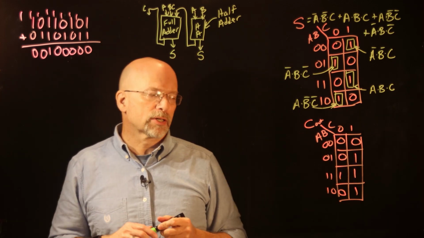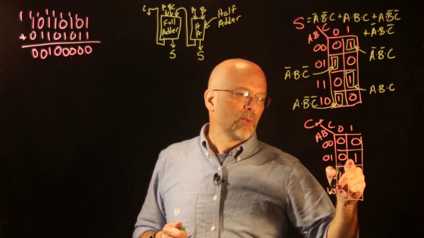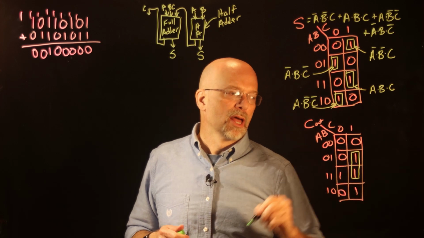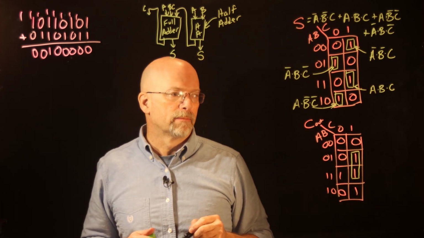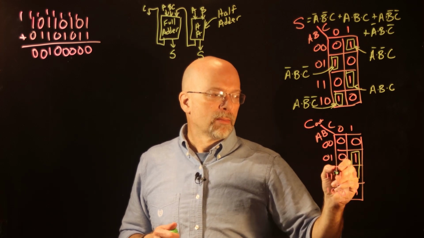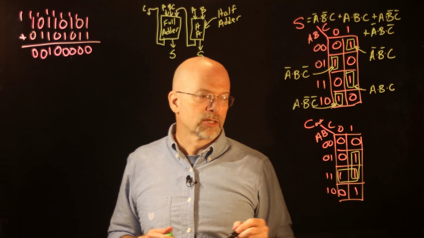Let's take a look at this guy though, the carry. We do have a simpler expression here. In fact, if we take a look at this one, I can't pair it with the 1 next to it, I can't pair it with the 1 above it, but I can pair it with the 1 below it, and I can get a rectangle right there. This one right here, I can't pair it with the 1 above it, I can't pair it with the 1 below it, but I can pair it with the 1 next to it.